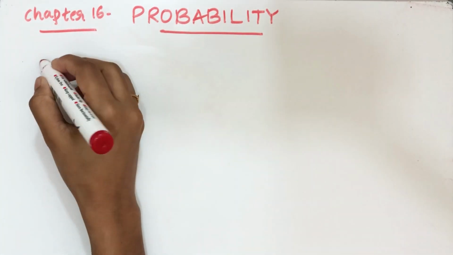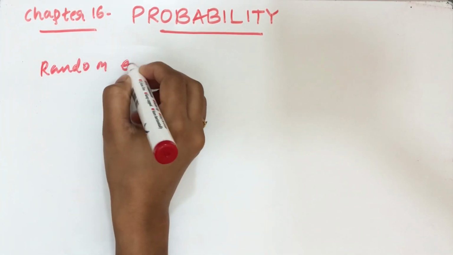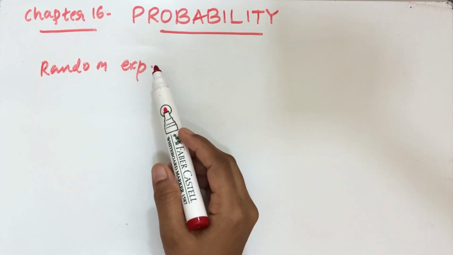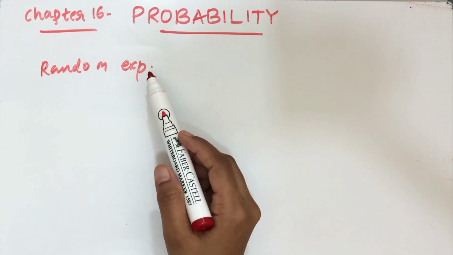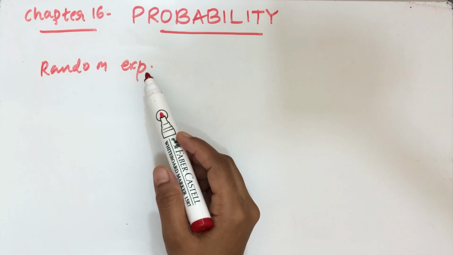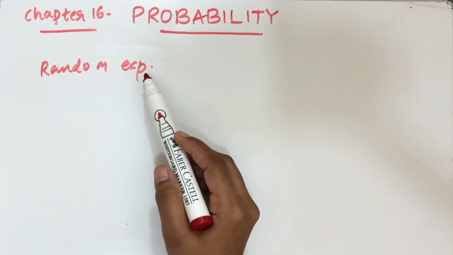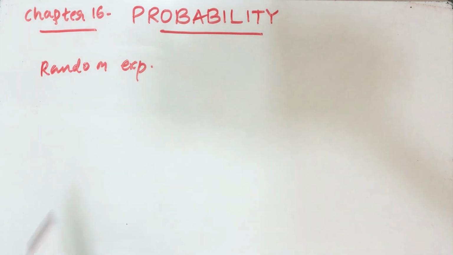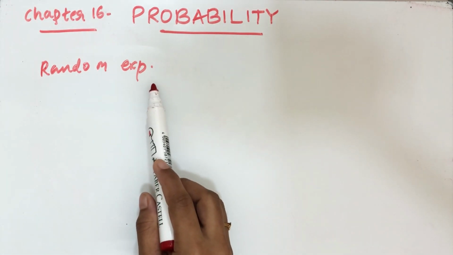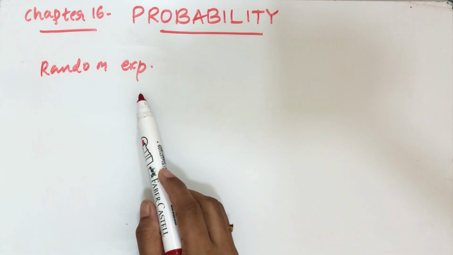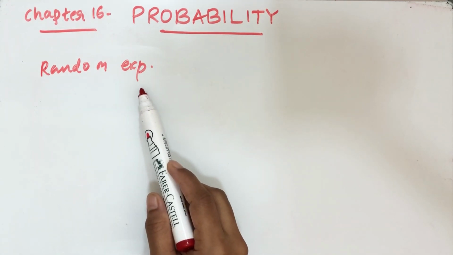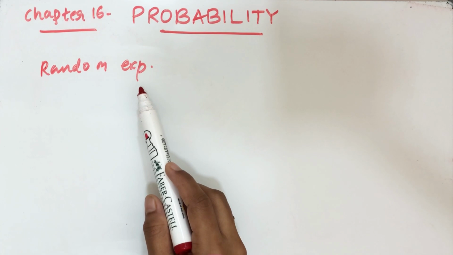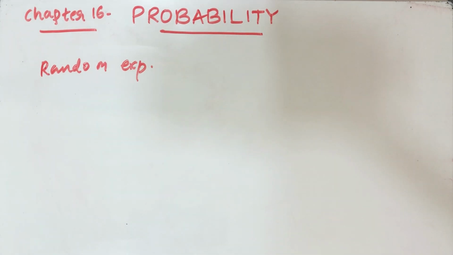First, we can see random experiment. A random experiment is an experiment whose outcome we cannot predict. For example, in tossing a coin, we cannot predict whether it comes head or tail. It should have more than one possible outcome. That is a random experiment. Two conditions: more than one possible outcome, and it is not possible to predict the outcome in advance. Another example is throwing a die. We cannot predict whether it will show 1, 2, 3 or any number up to 6. That is a random experiment.